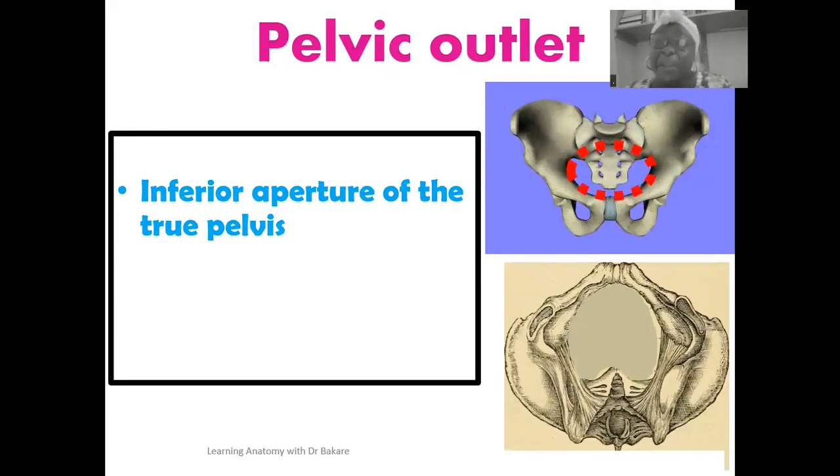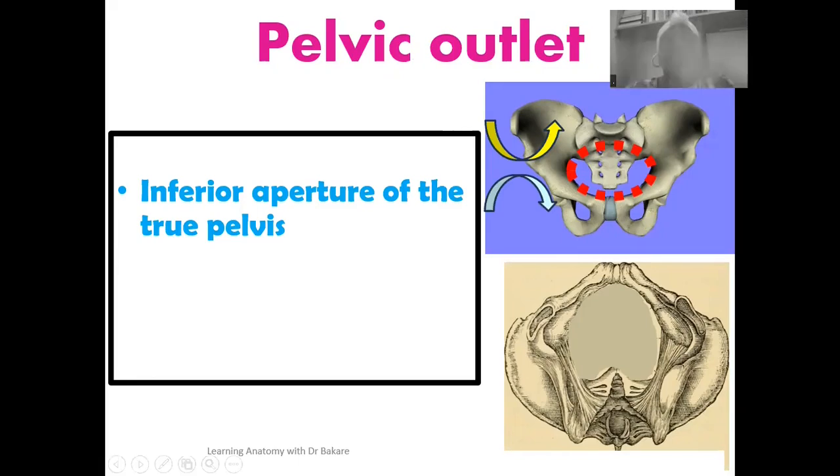This pelvic brim is seen to subdivide the entire pelvic space into the greater pelvis, and this is what is marked here in yellow. This is the greater pelvis because it is this region of the pelvis that is located above the pelvic brim. This is also referred to as the false pelvis. While inferior to the pelvic brim, we have the true pelvis or the lesser pelvis. And this is the lesser pelvis because it is the region of the pelvic cavity that is seen to be located inferior to the pelvic brim.